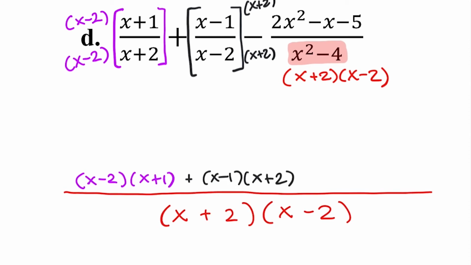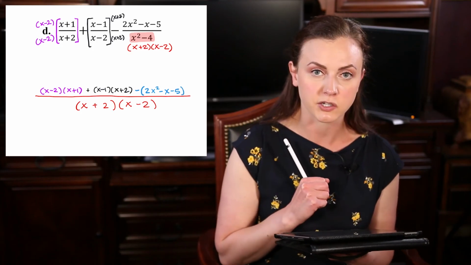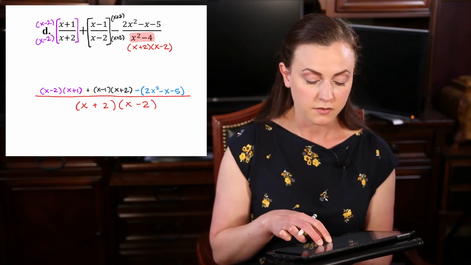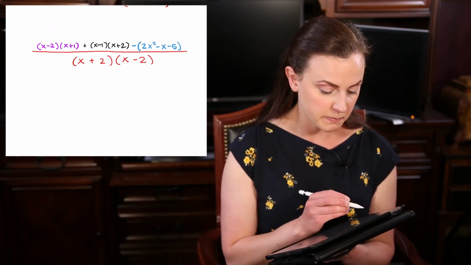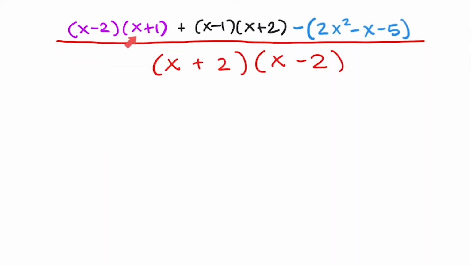Then this last fraction already had the denominator we needed, but this subtraction sign right here means we're subtracting this whole fraction. So I'm going to put a minus here and then parentheses around 2x squared minus x minus 5, so I remember to distribute it in. From here, it's just simplifying across the top. So if I start by multiplying these two together, x minus 2 times x plus 1 gives me x squared minus x minus 2.